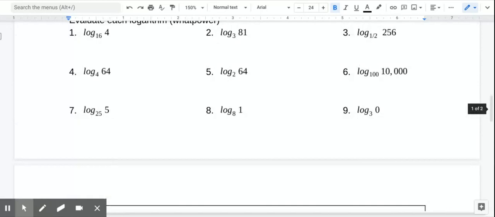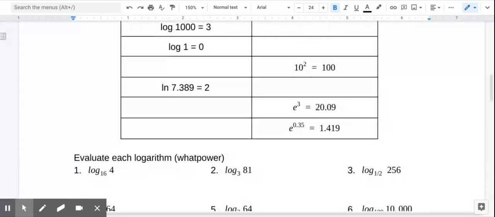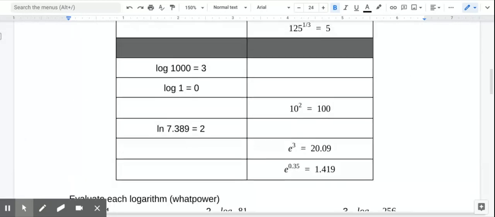All right, let's flip back over to the front side because I think we skipped some problems with logs in them. Yep, right here. Okay, so we want to switch these to exponential form. Notice there's no base written because it's the common log. So it's 10 to the third power equals 1,000. Same thing here. There's no base written, so it's base 10. 10 to the 0 power equals 1.